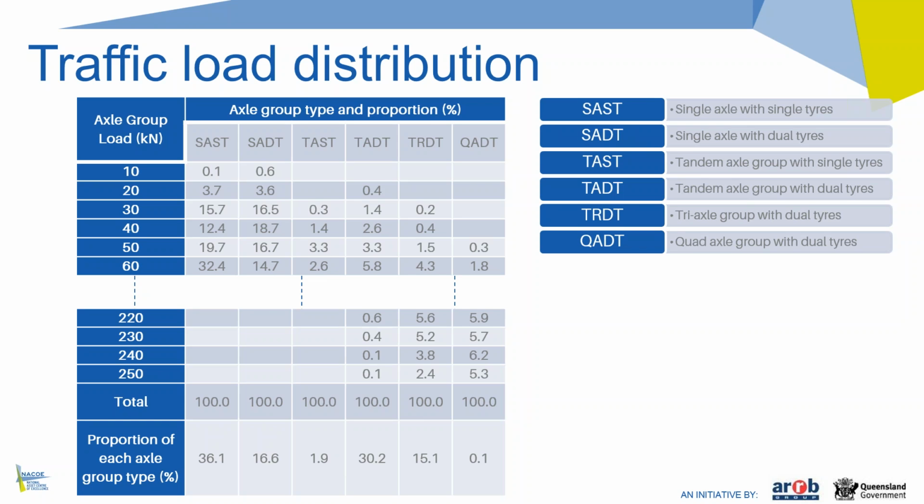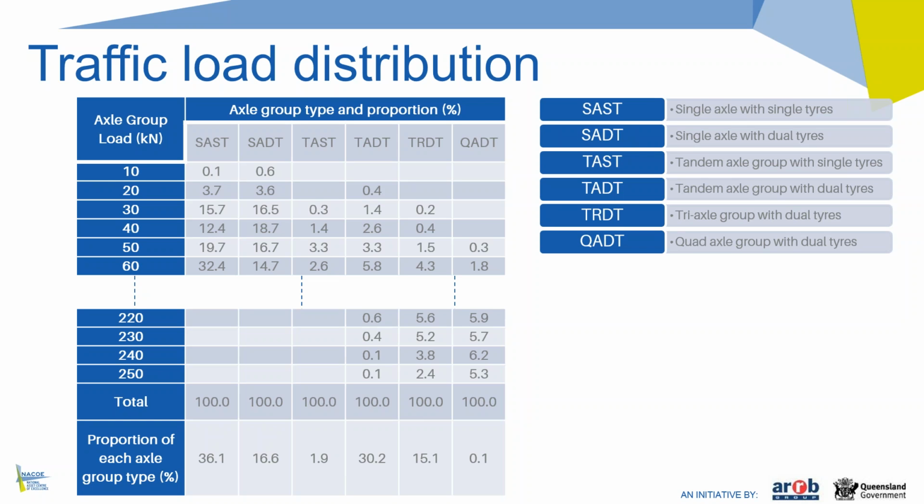So looking down the bottom of that table, we can see that each column adds up to 100%, and the very bottom row gives us the split of each heavy vehicle axle group type. So 36.1% of axle groups are single axles with single tyres.